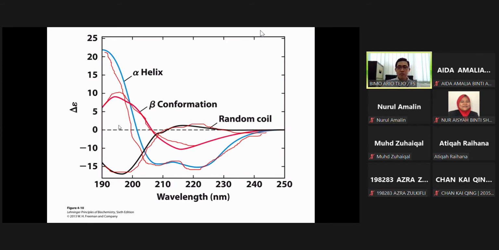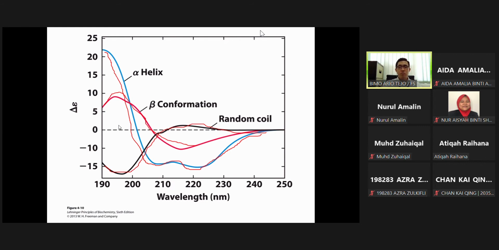But the information is very general. You just get information about how many percent alpha, how many percent beta, how many percent random, but you don't get the atomic structure of the protein. If you want to get the atomic structure of the protein, then you have to do X-ray or NMR. But of course, it takes time, maybe several months. You need to crystallize the protein, then you have to analyze it. But with CD, it's very quick.